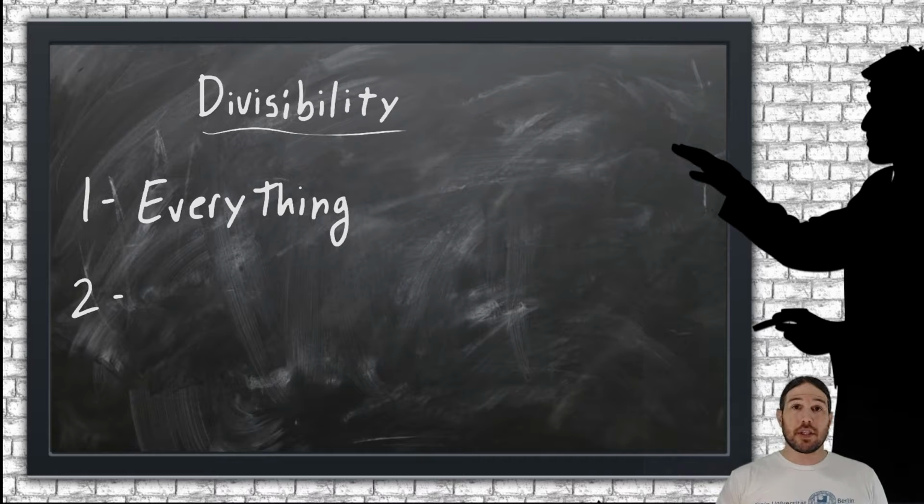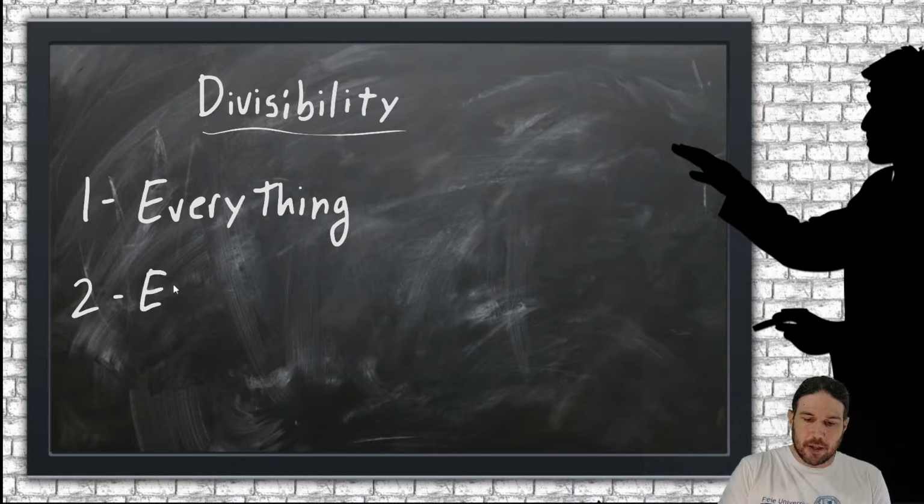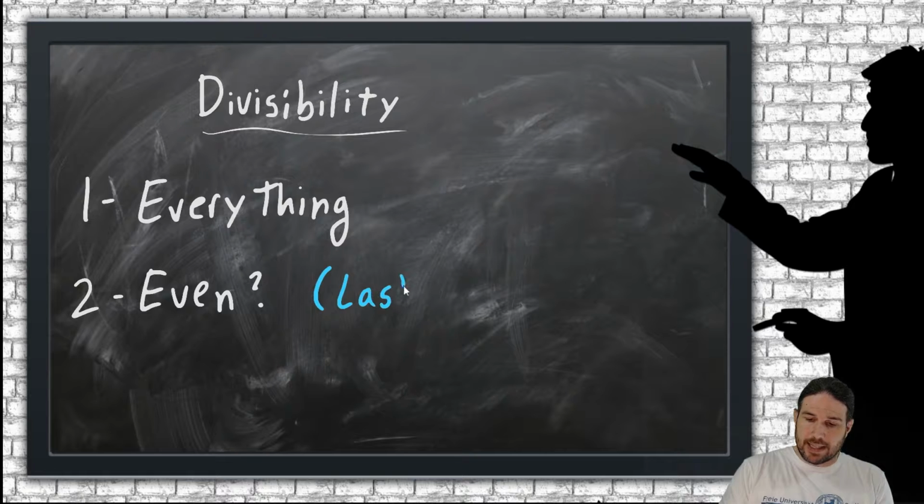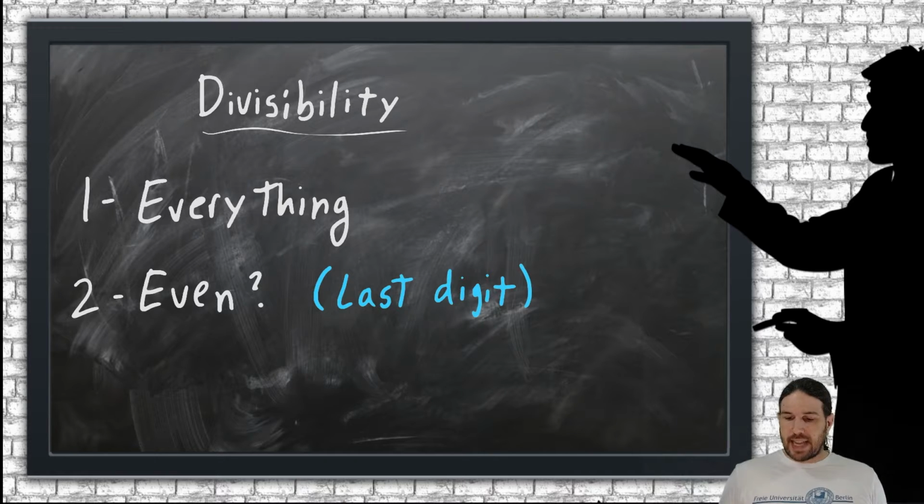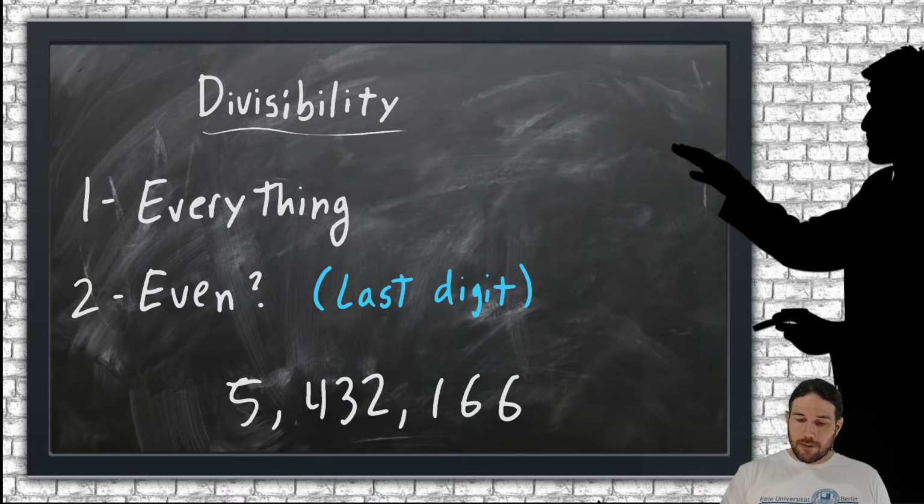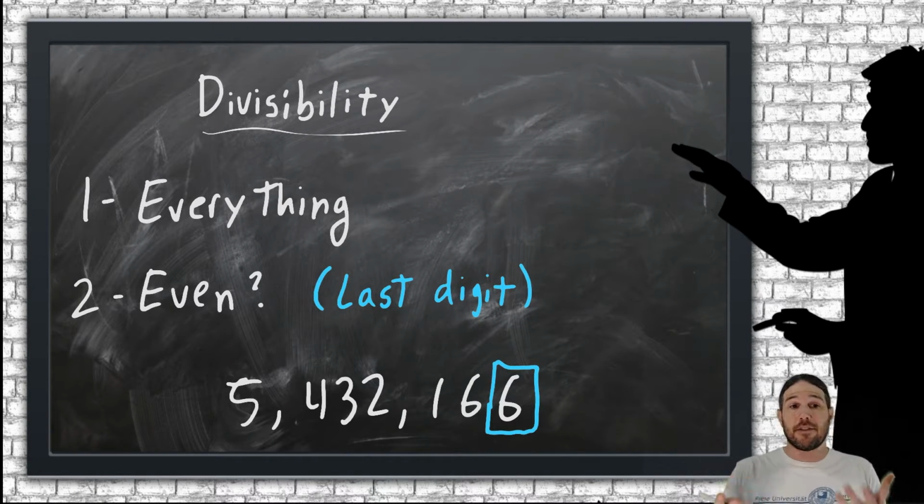To tell whether a number is divisible by 2, you simply have to know, is it even or not? And actually, you don't even have to know if the whole number is even. You just have to know if the last digit is even. So for example, if I had a number like 5,432,166, all I have to do is look at the last digit and say, is that an even number? If the answer is yes, then the whole number is even, therefore the whole number is divisible by 2. Even and divisible by 2 are equivalent statements. They mean the same thing.